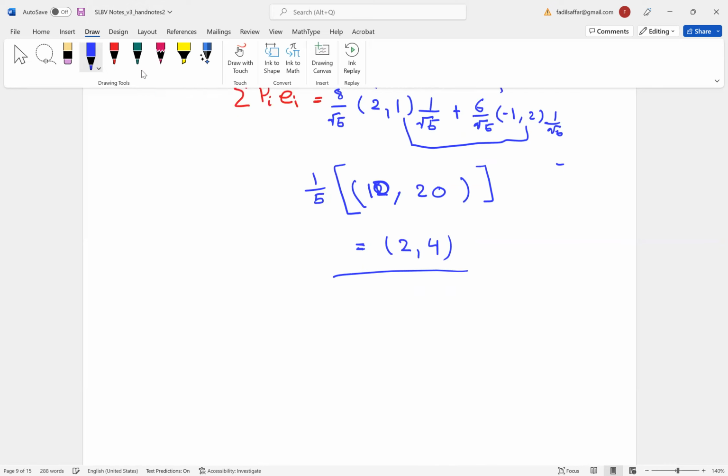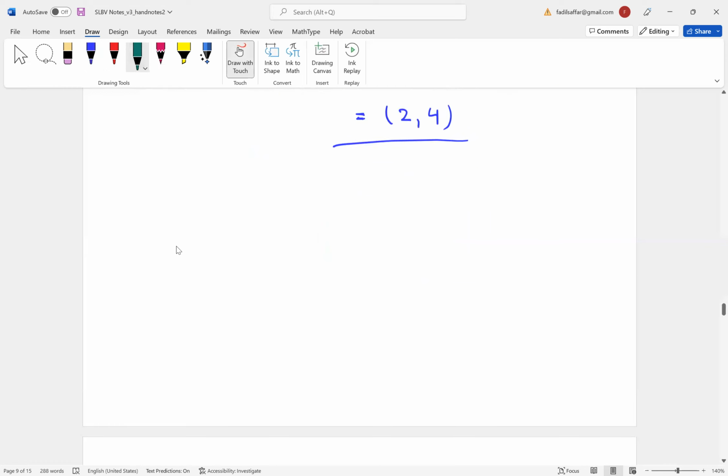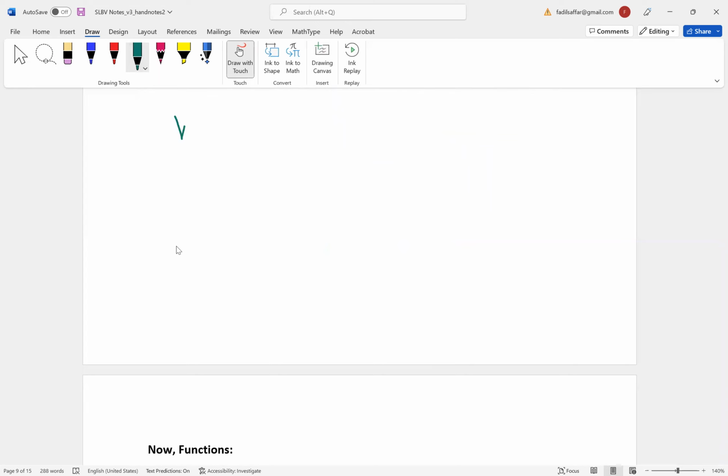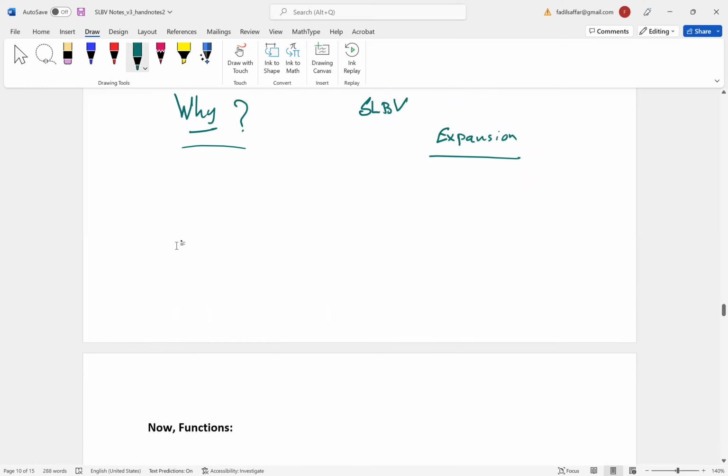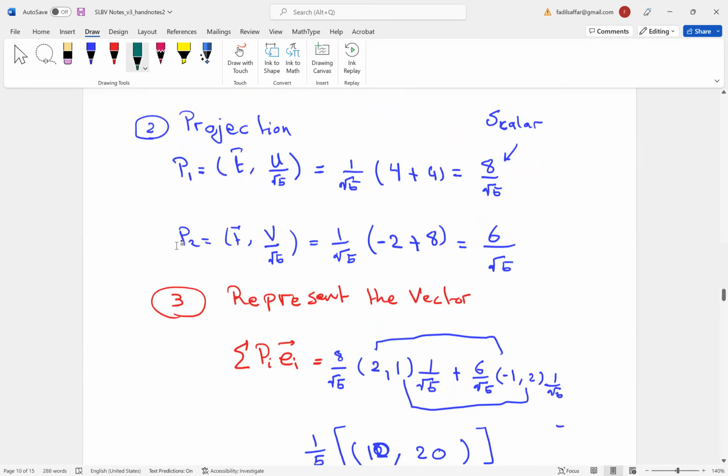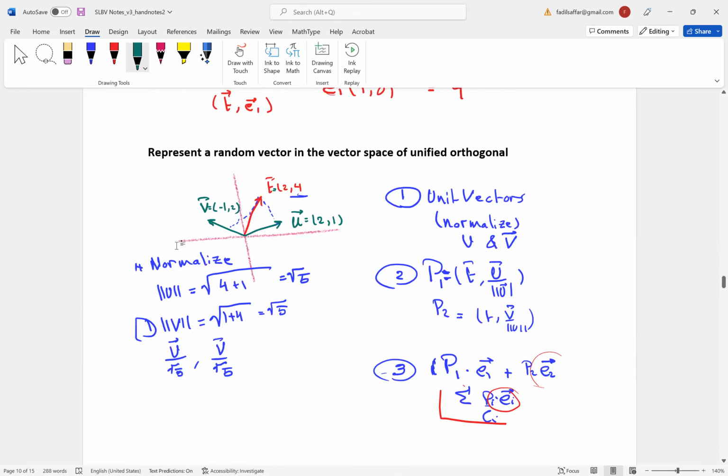And the point now is to ask this very valid question. Why? Why are we doing this? And how is that related to SLBV problems and the expansion? And these are very valid questions here. And the answer to this comes to the point when you apply these same concepts to functions.